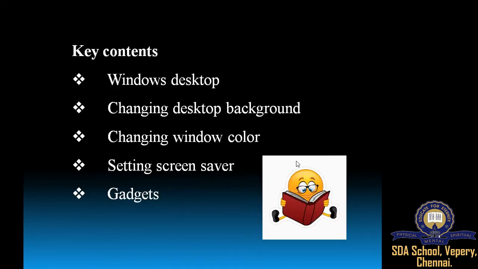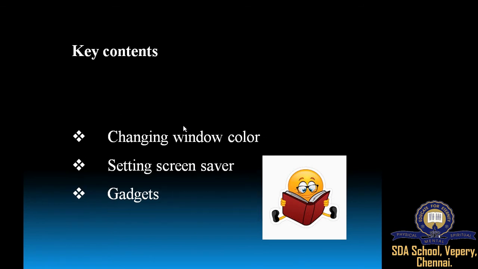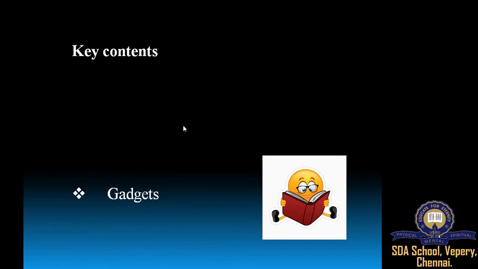Then we move on to the key contents. These are the topics covered in the lesson Windows 7. Already we learned about the Windows desktop and how to change the desktop background. Then we learned how to change the window color. Then what is meant by a screensaver and how to set a screensaver. Then we learned about gadgets and how to set gadgets on the desktop.